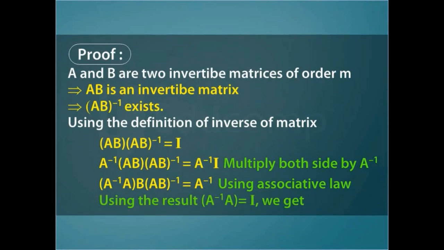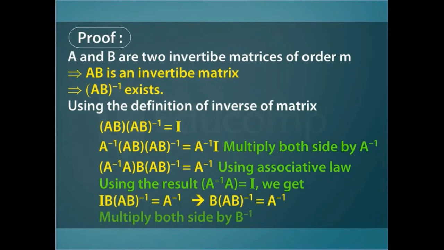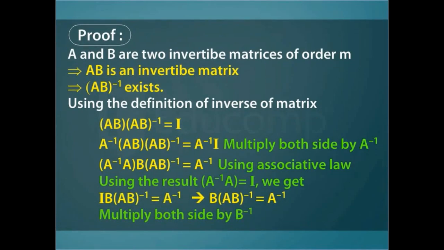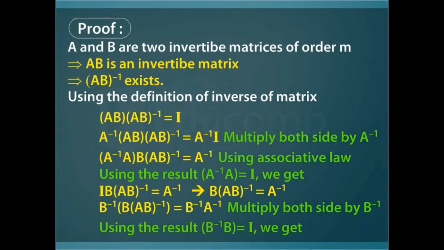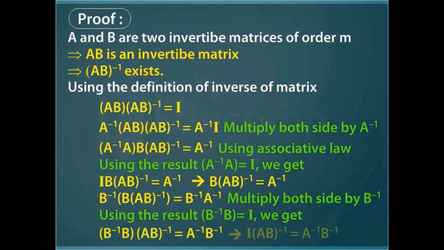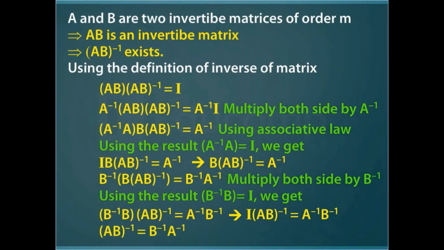Using the result A inverse A equals I, we get the product of B and (AB) inverse equals A inverse. Pre-multiplying both sides by B inverse, we get the product of B inverse B and (AB) inverse equals the product of B inverse and A inverse. Using the result B inverse B equals I, we get (AB) inverse equals the product of B inverse and A inverse.